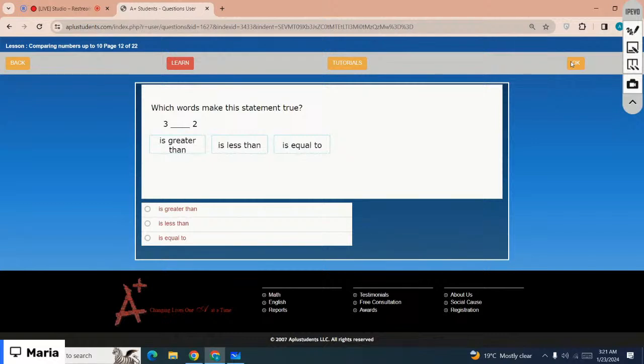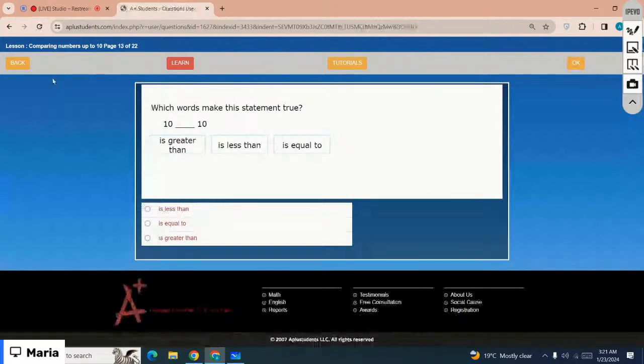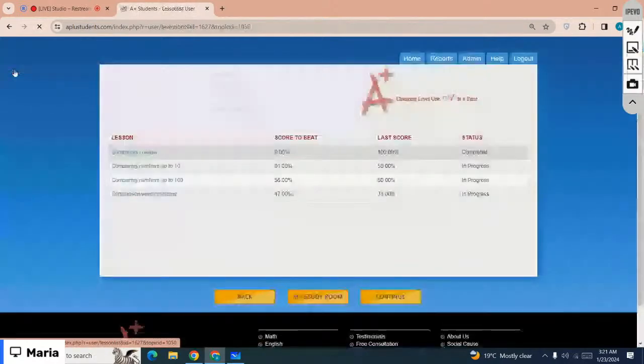Which words make the statement true? 3 and 2, which is the correct option? Yes, very good. 3 is greater than 2, right? Because when counting, you have 3 after 2, right? So 3 is greater than 2. Okay, you can complete the lesson by yourself. Let me just move on to the next lesson.